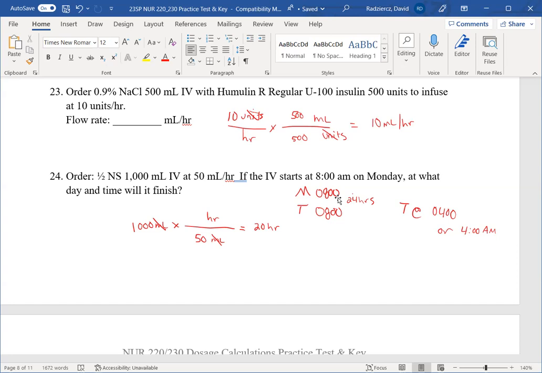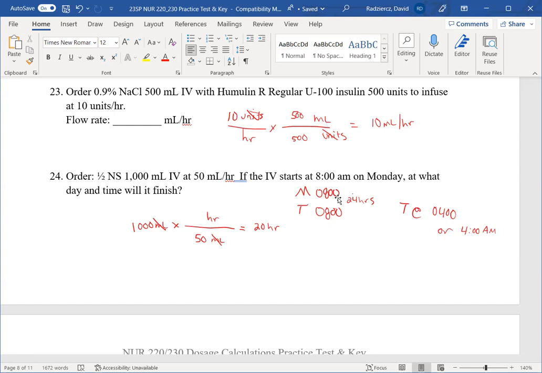So again, you just revisit your clock and just remember, in 12 hours, you're going to switch from AM to PM or PM to AM, depending on what you're talking about. And in 24 hours, you'll be back in AM or PM, depending on where you start, but you'll be on a different day.